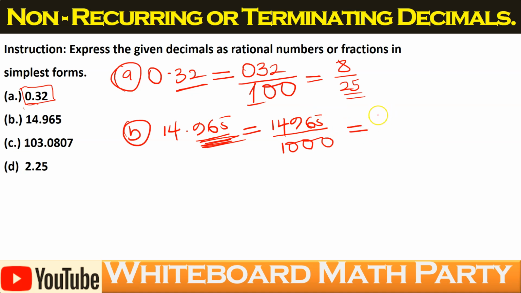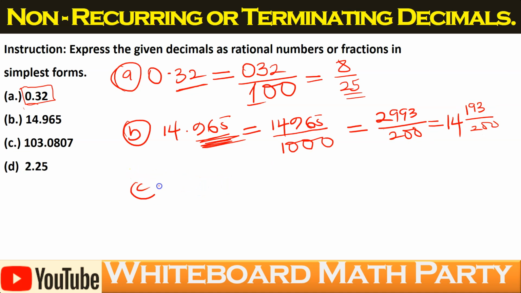So I just write down the answer here. 2993 upon 200. This can be left like this as the simplest form. Otherwise, you can also express it as a mixed fraction, which is the same thing as 14 whole 193 upon 200. Like this. Whichever way you write it will be correct.